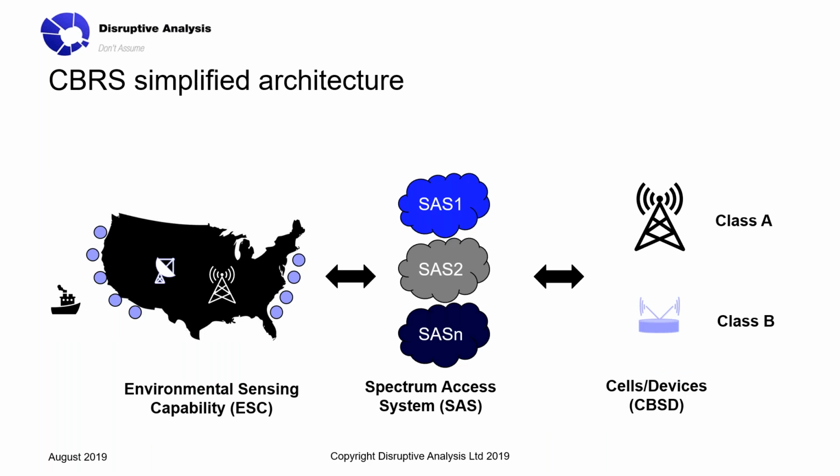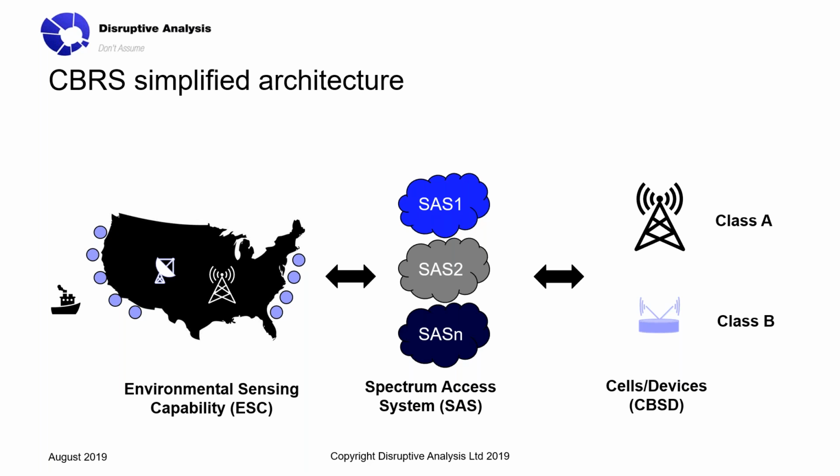In terms of the architecture, and again, there's a lot more detail available online, but the key things you should be aware of, first off, is a series of sensors, particularly around the coastlines, called Environmental Sensing Capability, ESC, and they're essentially there to detect when the incumbent users are using the band. Perhaps unsurprisingly, the Navy doesn't necessarily want to tell everyone in advance when and where it's going to be using bits of radio spectrum, and so it's necessary to essentially sense it and then use that data to inform what essentially the spectrum database is.